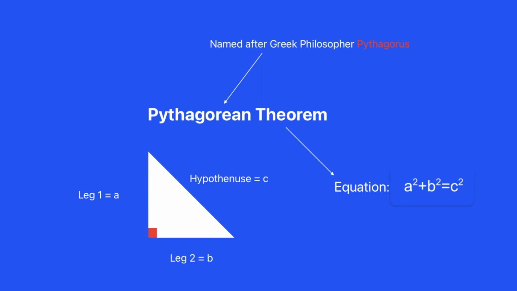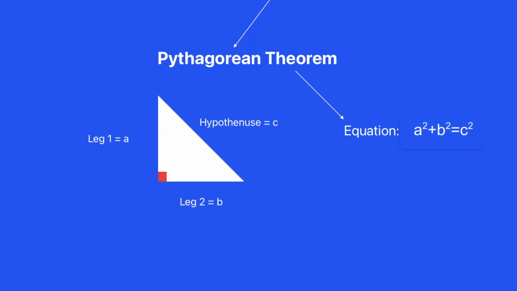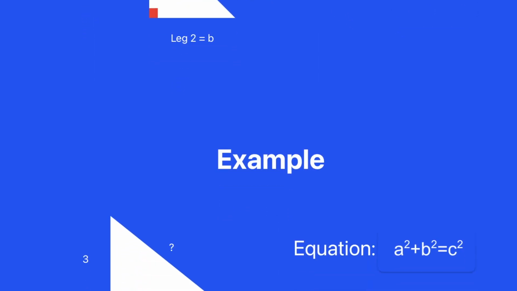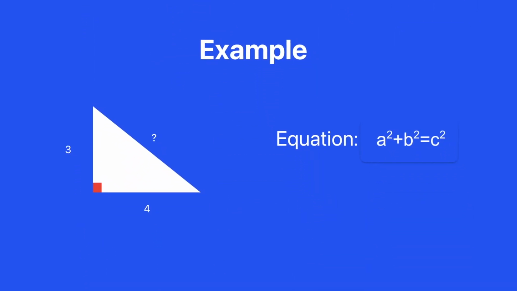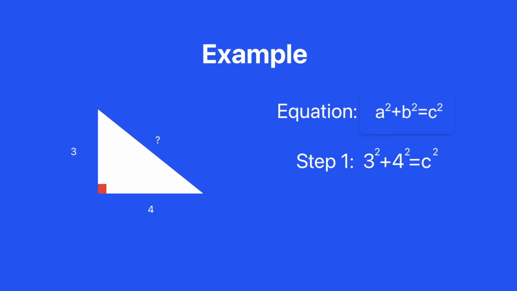Now that we have the equation required to do the Pythagoras theorem, let us try with an example. So in this triangle, we can see that leg 1 has the value of 3 and leg 2 has the value of 4. The first step that we have to do is substitute all the values that we know for the variables. So we know 3 is a, so we replace that for a, and 4 is b, so we replace that for b.